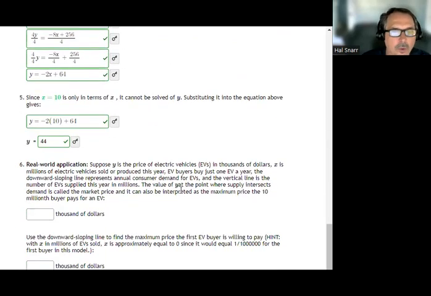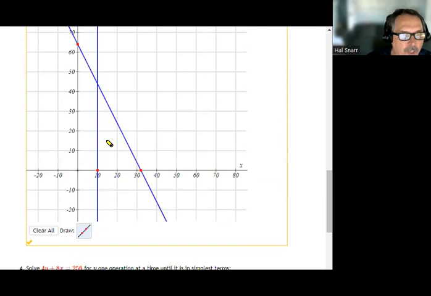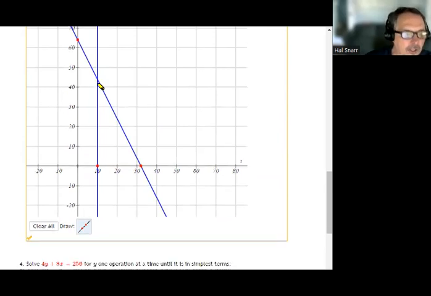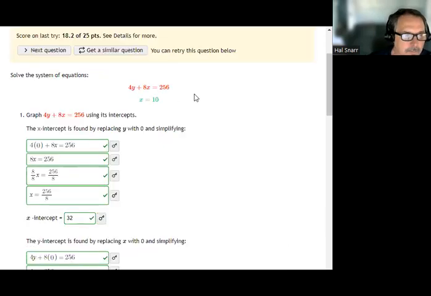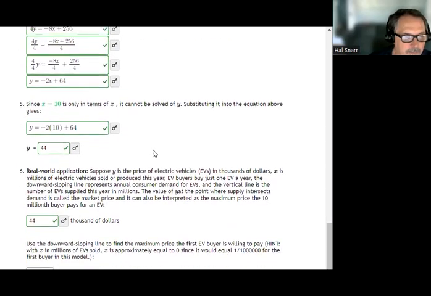Okay, so continue with this real world example. The value of y at the point where supply intersects demand is called the market price. So the market price looks like it's $44,000, right? Because that's what y is when x is 10. In this case, quantity would be 10 million EVs sold, right? And the market price would be $44,000. So with this interpretation of the model, we just type in $44,000, the answer we got here. And we press enter to make sure we did it right.